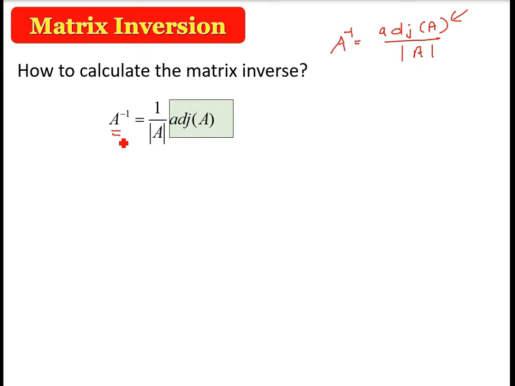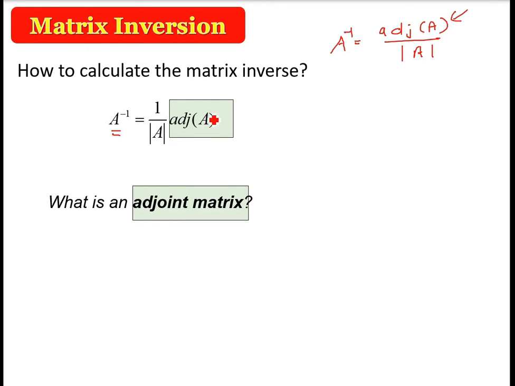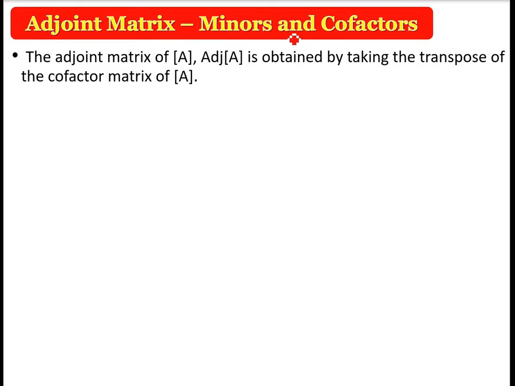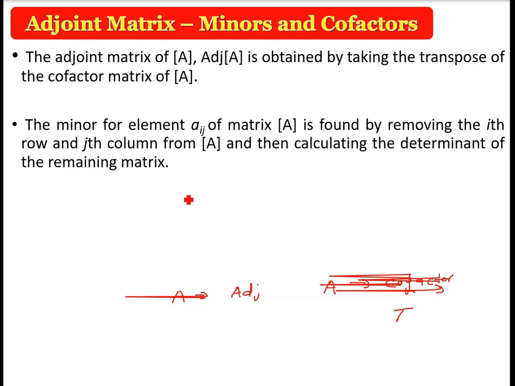So determinant you know already. Before you go ahead, adjoint A and determinant A should be very clear. So what is an adjoint matrix? For the adjoint you need to have minors and cofactors. Adjoint of matrix A is, first you will take A, then you will find the cofactor matrix of A, and once you find the cofactor, you will take the transpose of that cofactor. Just change the row and column, that will be the final adjoint.